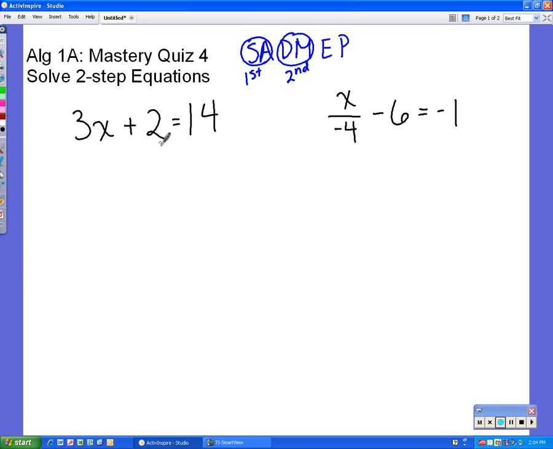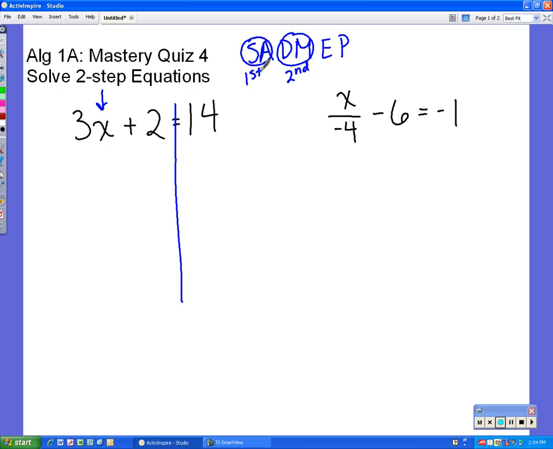3x plus 2 equals 14 is the first problem. I find my equal sign and I draw a line dividing the left side of the equation from the right side of the equation. And then I find my variable. In this case, my letter is x. And I'm trying to get x all by itself, which means I need to get rid of 3 and I need to get rid of 2. 3 is being multiplied with x, so to get rid of multiplication, that takes division. 2 is being added to the x, so to get rid of addition, that takes subtraction.